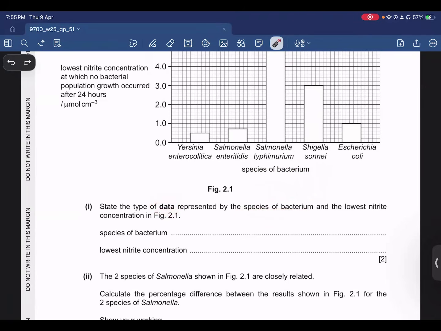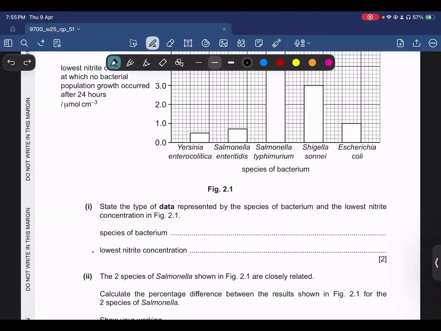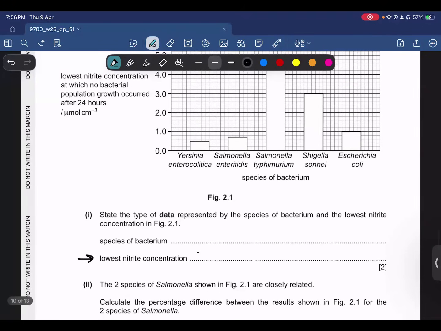State the type of data represented by the species of bacterium and the lowest nitrite concentration in figure 2.1. So first tell me this. What's the lowest nitrite concentration? Continuous. Continuous, absolutely right. You basically don't have to tell the number, you have to tell the type of data in both cases. So yeah, continuous. And what's the other one?